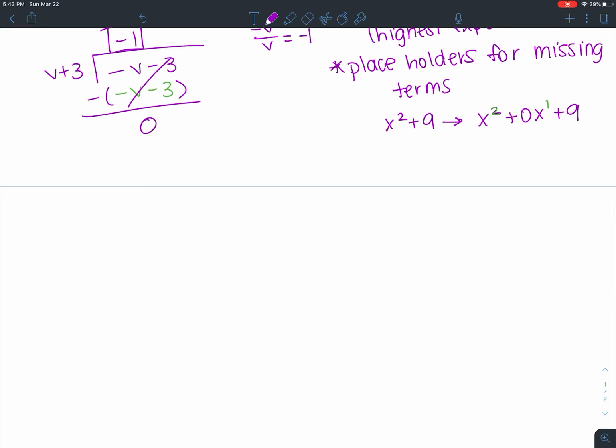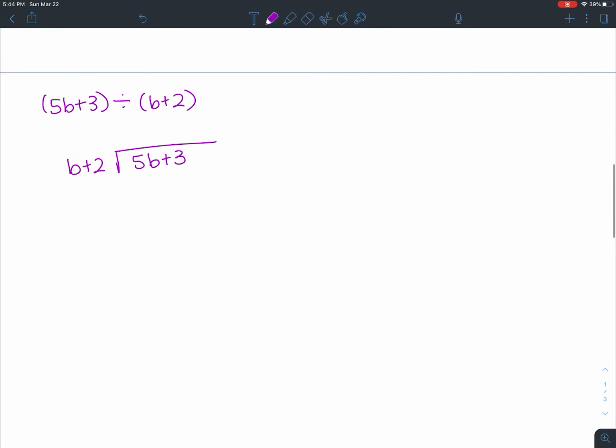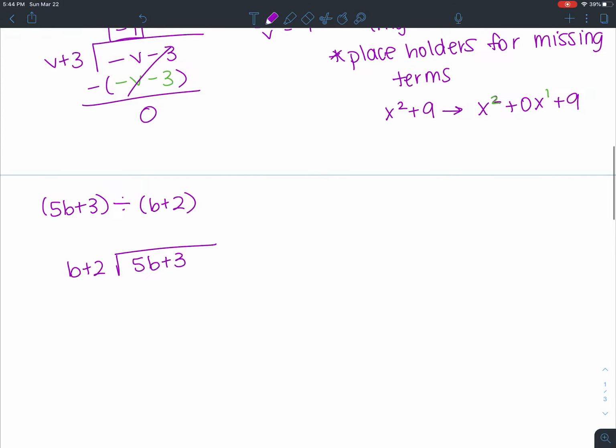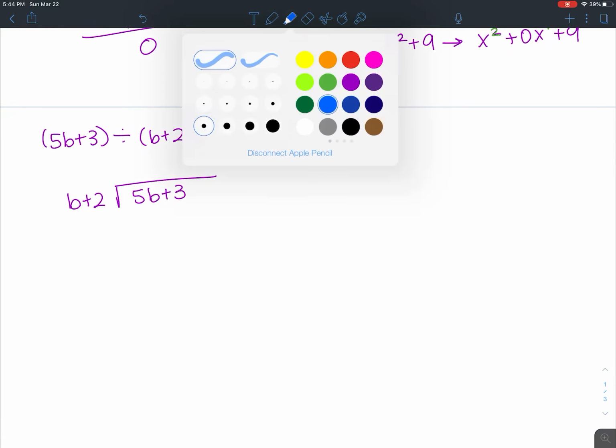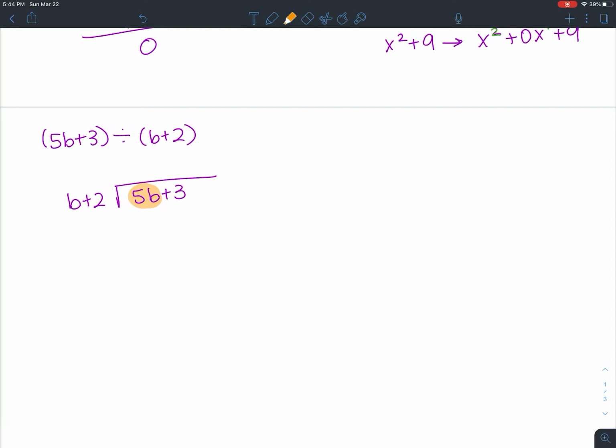Now let's try one where there's a remainder. So let's say we have 5b plus 3, and we are dividing by b plus 2. So I have to put b plus 2 on the outside because that's what I'm dividing by, and 5b plus 3 on the inside. Okay, they're both in standard form and we have no missing terms, so we're good. Now I want to look at the leading coefficients, okay, 5b and b. I'm ignoring the rest because right now it doesn't matter.